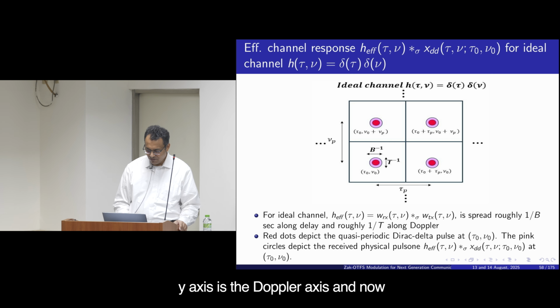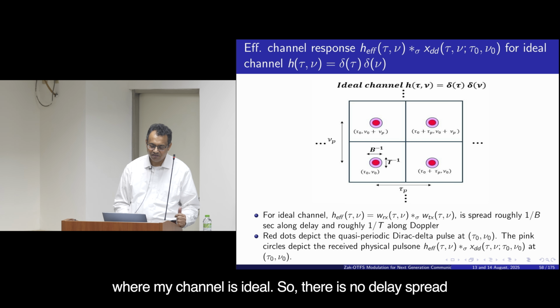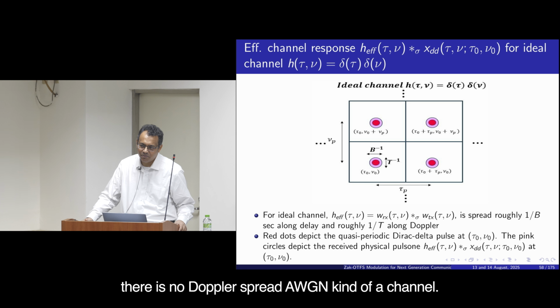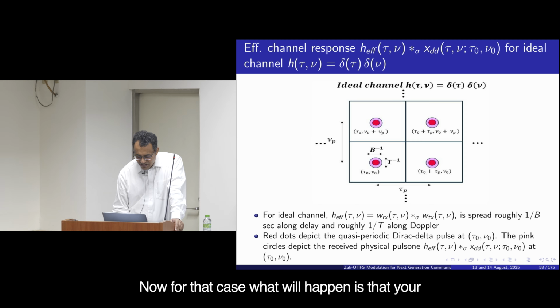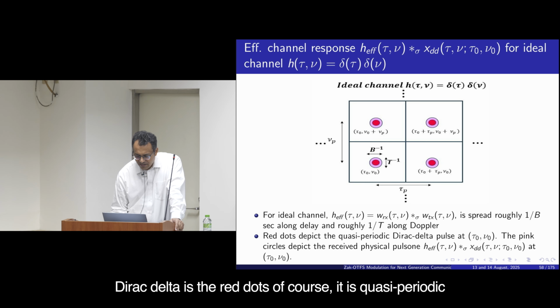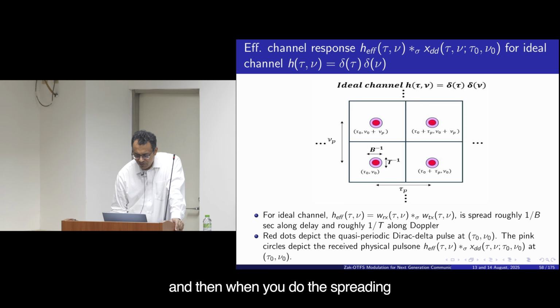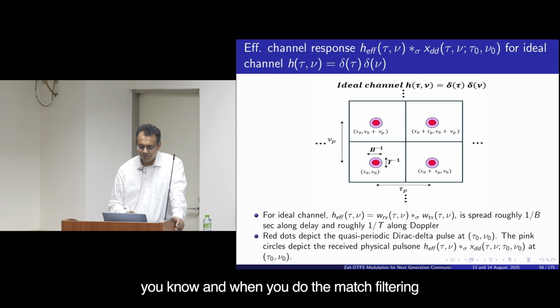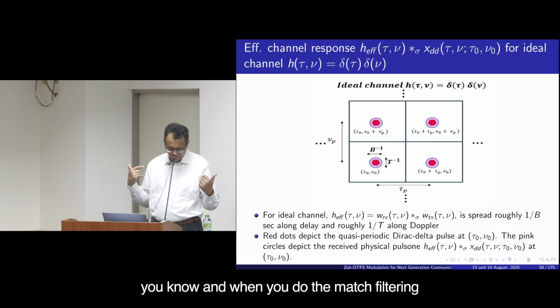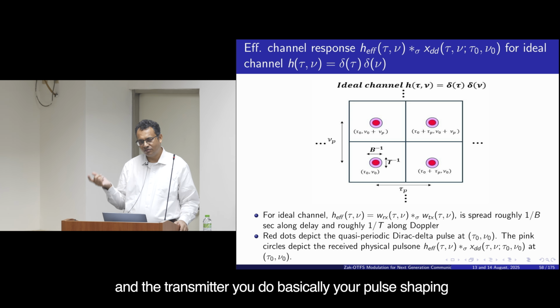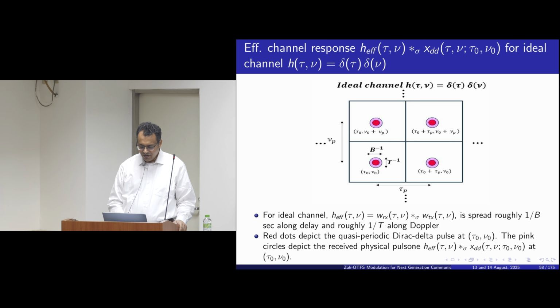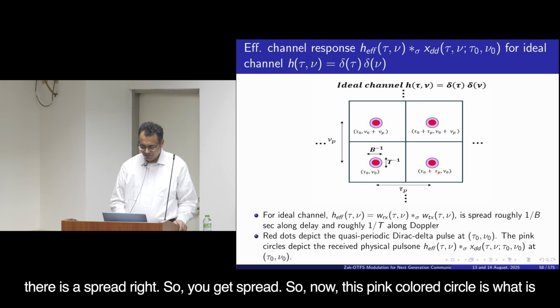And now this I have shown for the special case where my channel is ideal. So there is no delay spread, there is no Doppler spread, AWGN kind of a channel. Now for that case, what will happen is that your Dirac delta is the red dots, of course it is quasi periodic, and then when you do the spreading, and when you do the match filtering and the transmitter, you do basically your pulse shaping, there is a spread, right. So you get spread.